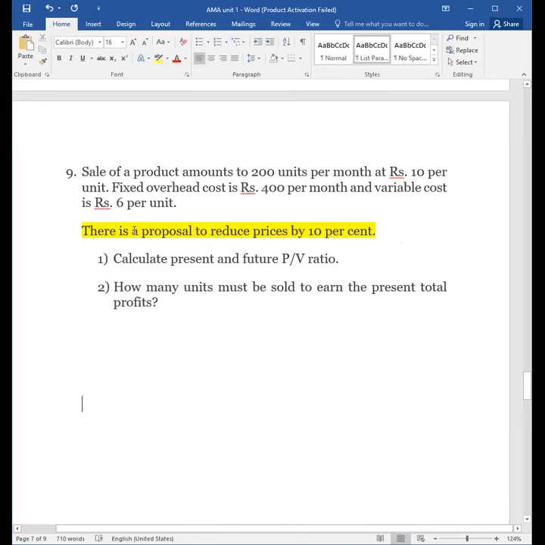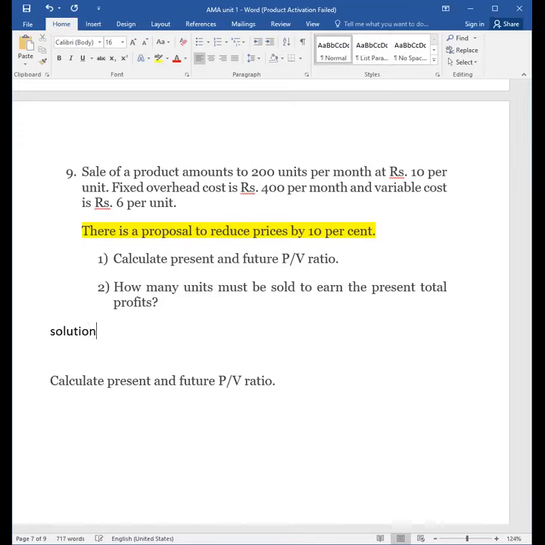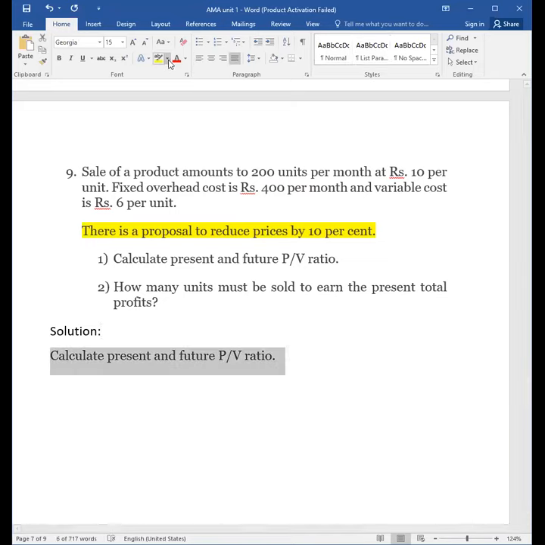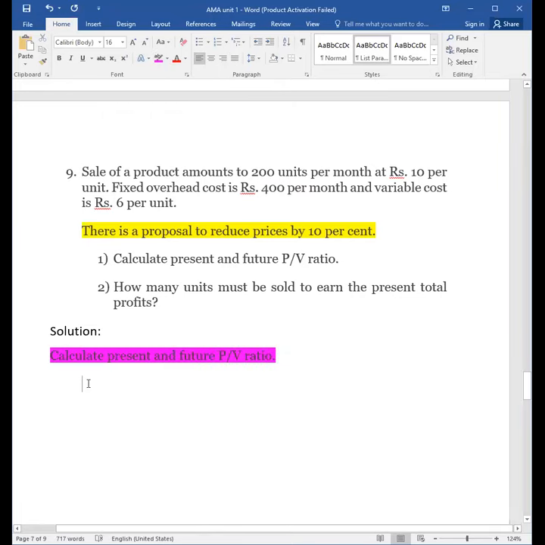Okay, so here first we need to calculate the PV ratio for the present and future situation. So let's go with it. Calculation of present and future PV ratio. Now let us calculate the present PV ratio. What is the formula for PV ratio?